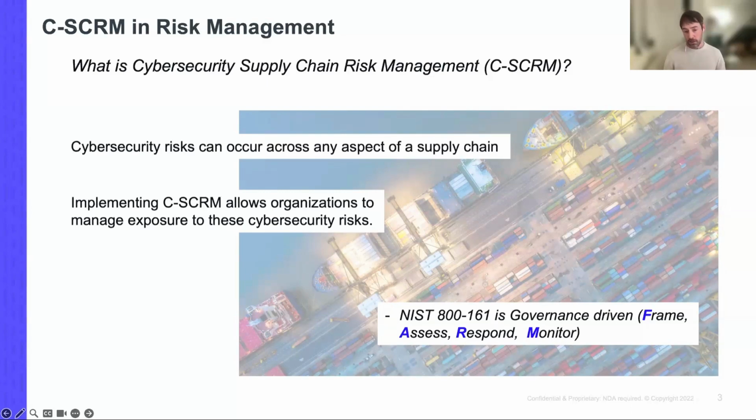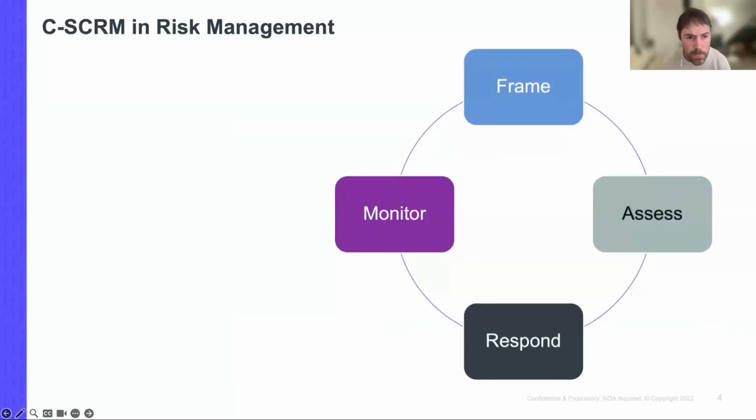And not too dissimilar to many other NIST frameworks, it is governance driven. We'll see again another acronym, but framing, assessing, responding, and monitoring risk. And this is a cornerstone of the 800-161 assessment or standard itself. And so we'll do a deeper dive in a few moments to look at what these four statements actually mean. So, supply chain risk management, or SCRM, in terms of how it fits within the wider risk management approach.